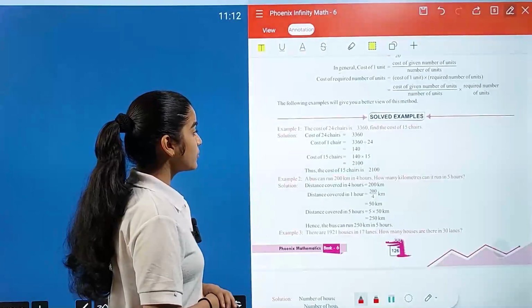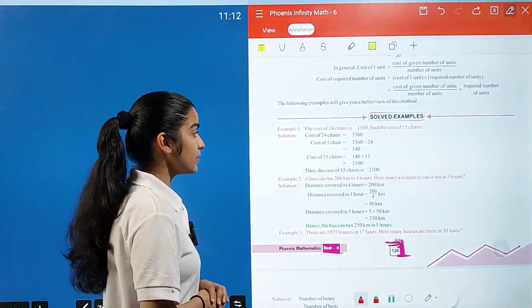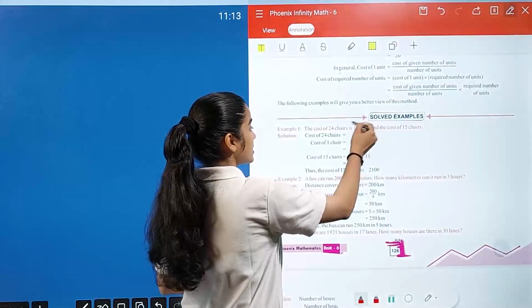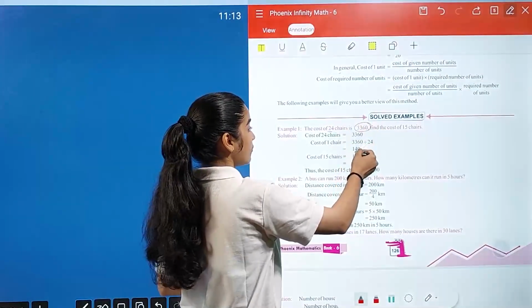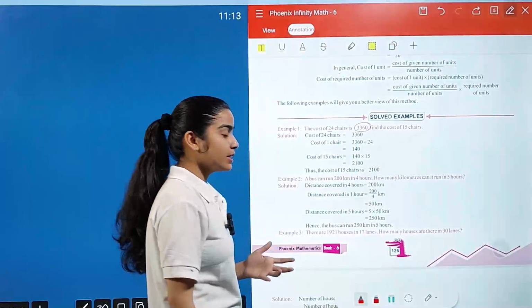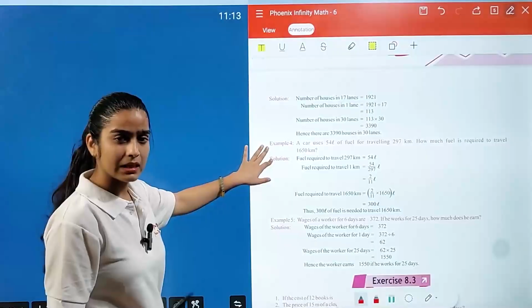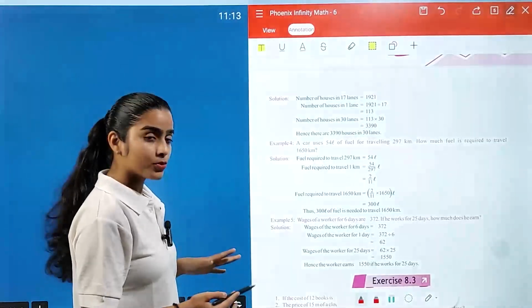Now the cost of 24 chairs is 3360. Find the cost of 15 such chairs. So first we have to divide 3360 by 24, and the answer we have to multiply by 15, and we will get our answer. You have to do the same, and we have already done the unitary method in our earlier classes. So I hope it is clear to you.